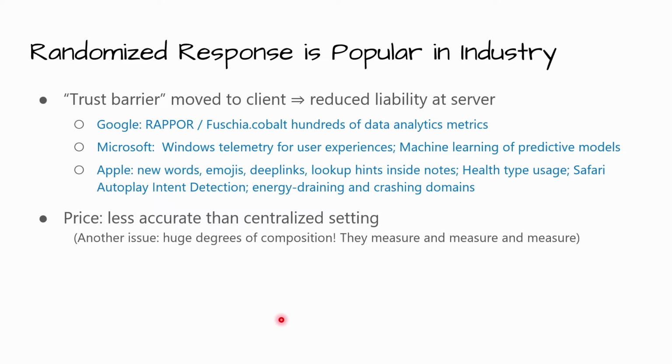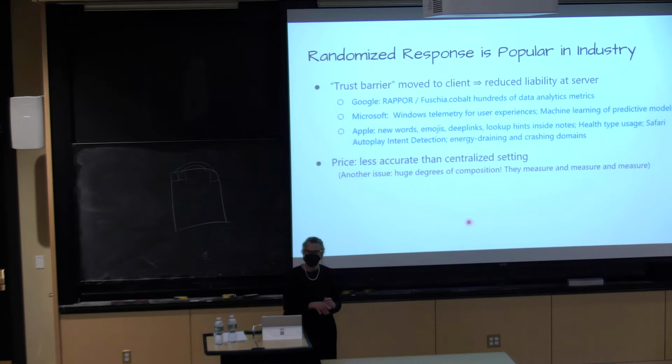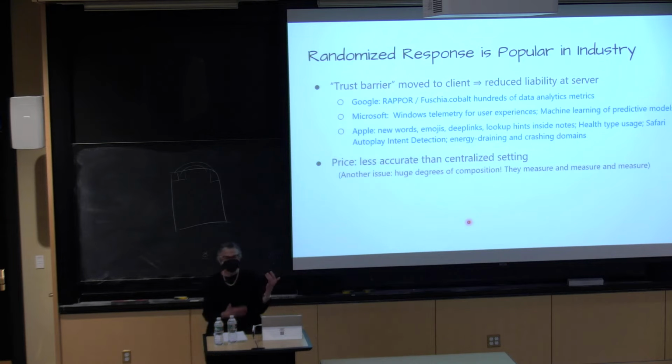Another issue is, remember I said yesterday, nothing is ever done just once. Composition is pervasive, it's the name of the game, it's everything. So we're being measured and measured and measured constantly, maybe multiple times a day. And so the cumulative losses could add up significantly, right?